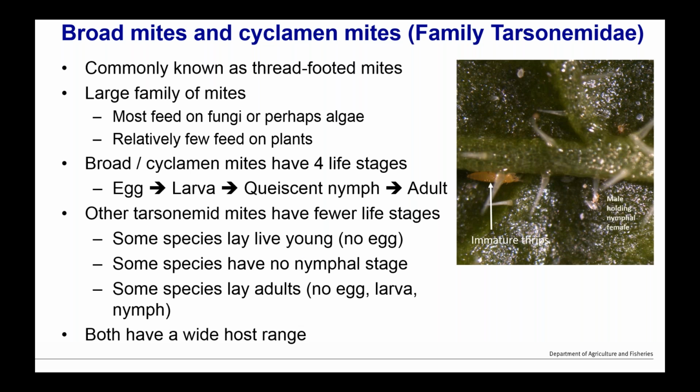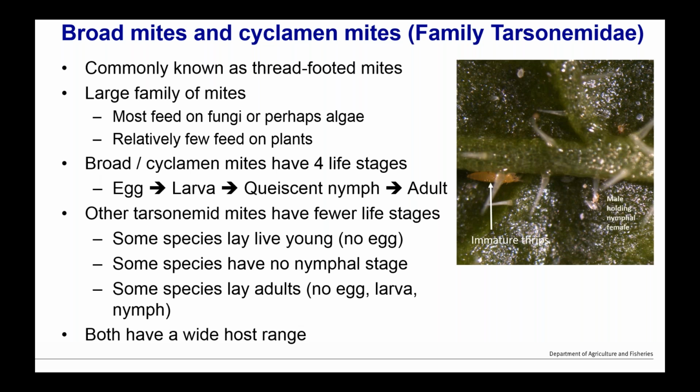Now, out of interest, other tarsonemid mites have a variable life cycle. Certain species may lay live young, so they don't have eggs. Some species skip the nymphal stage, so they go from egg, larva to adult. And some species even lay reproductive individuals, so effectively they're laying adults. So that's just out of interest, that their biology is complex and interesting.